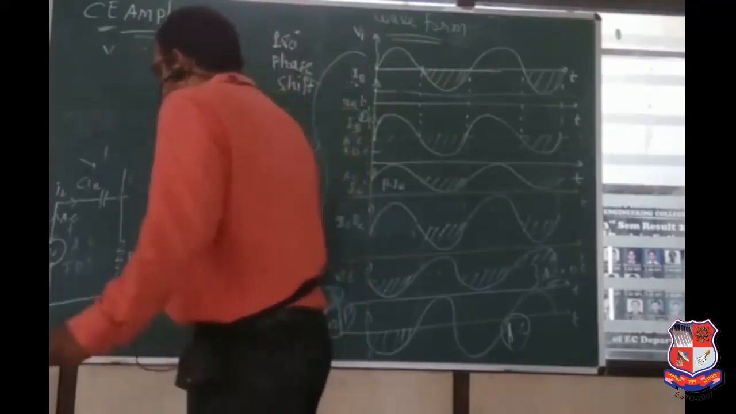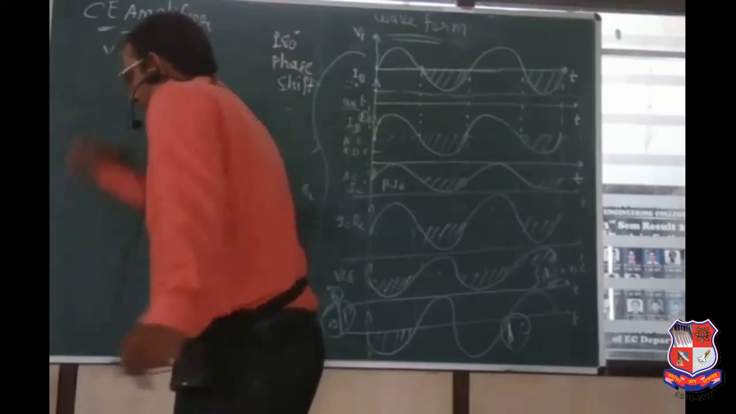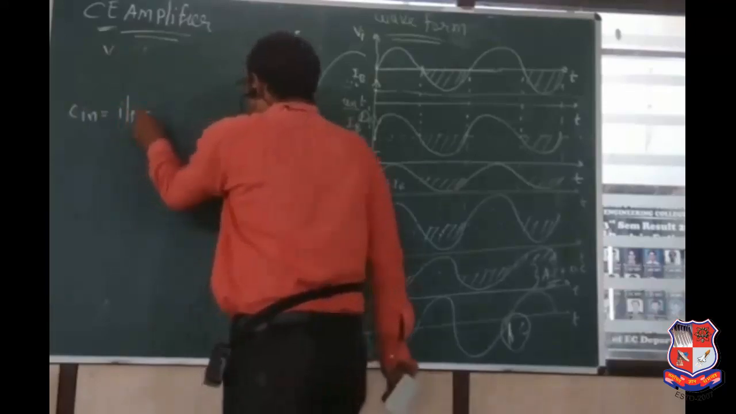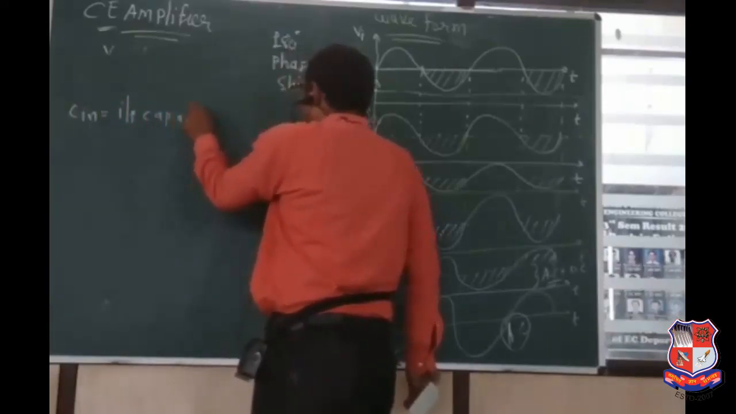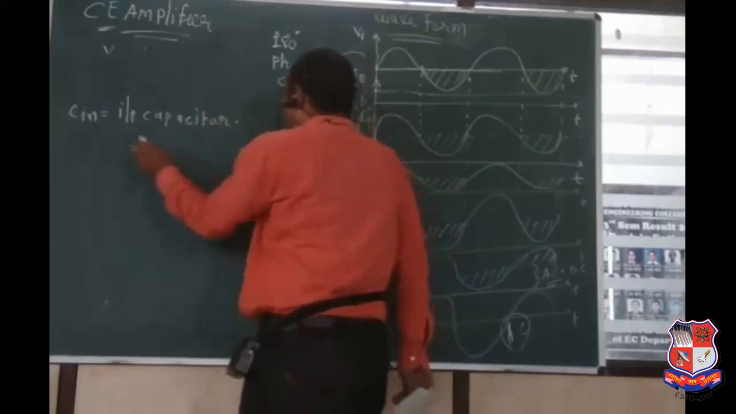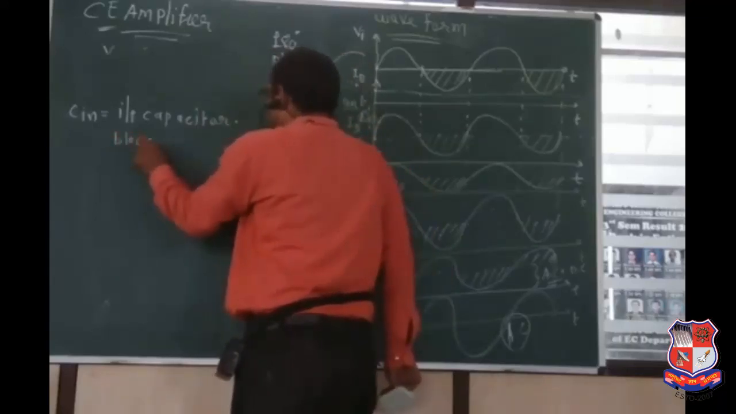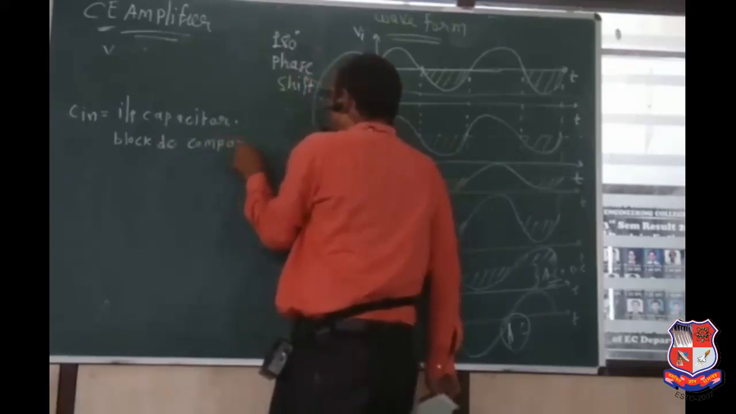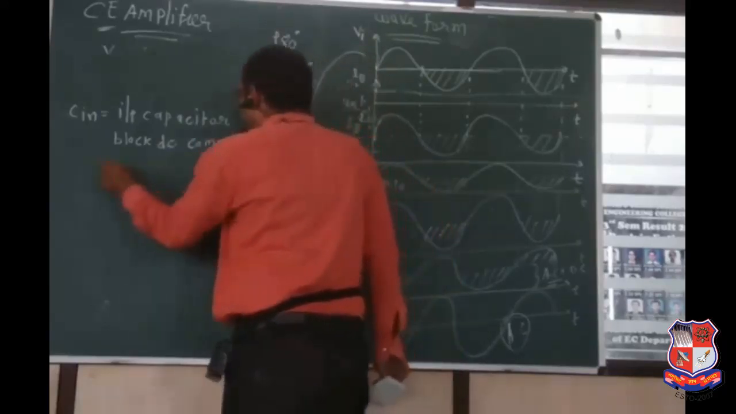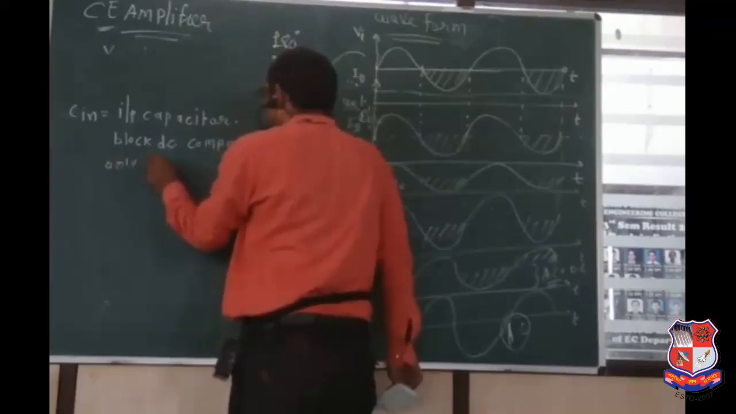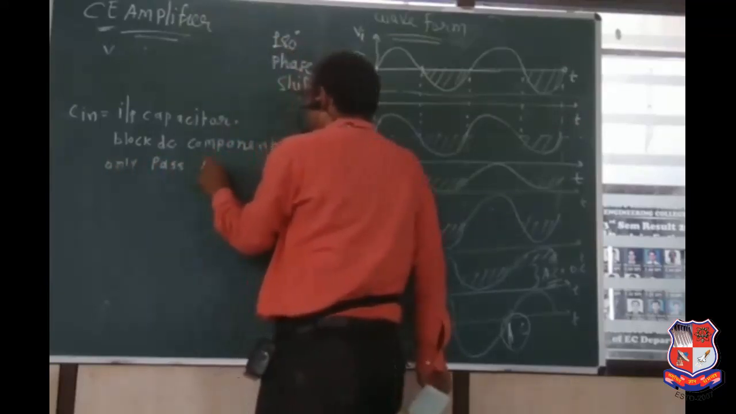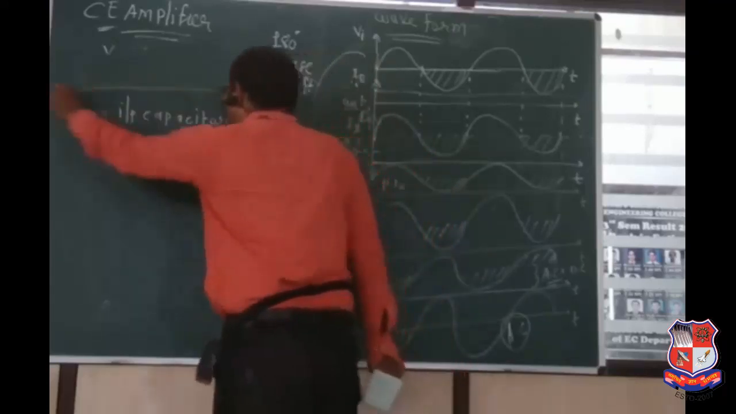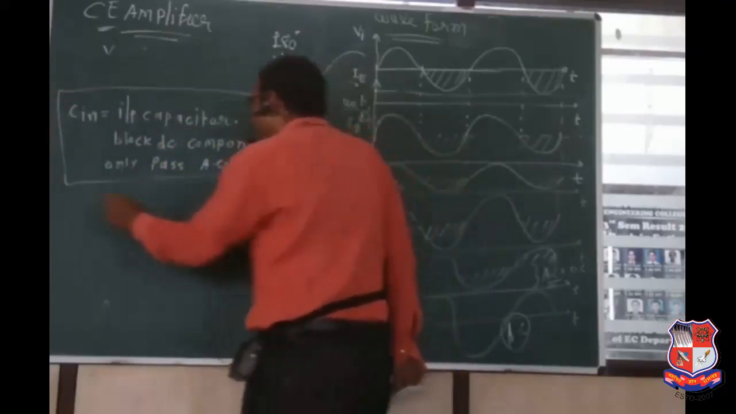The notation of the input capacitor is Cin. Cin means input capacitor. The input capacitor blocks the DC component and only passes the AC signal. This is the role of the input capacitor in a common emitter amplifier.